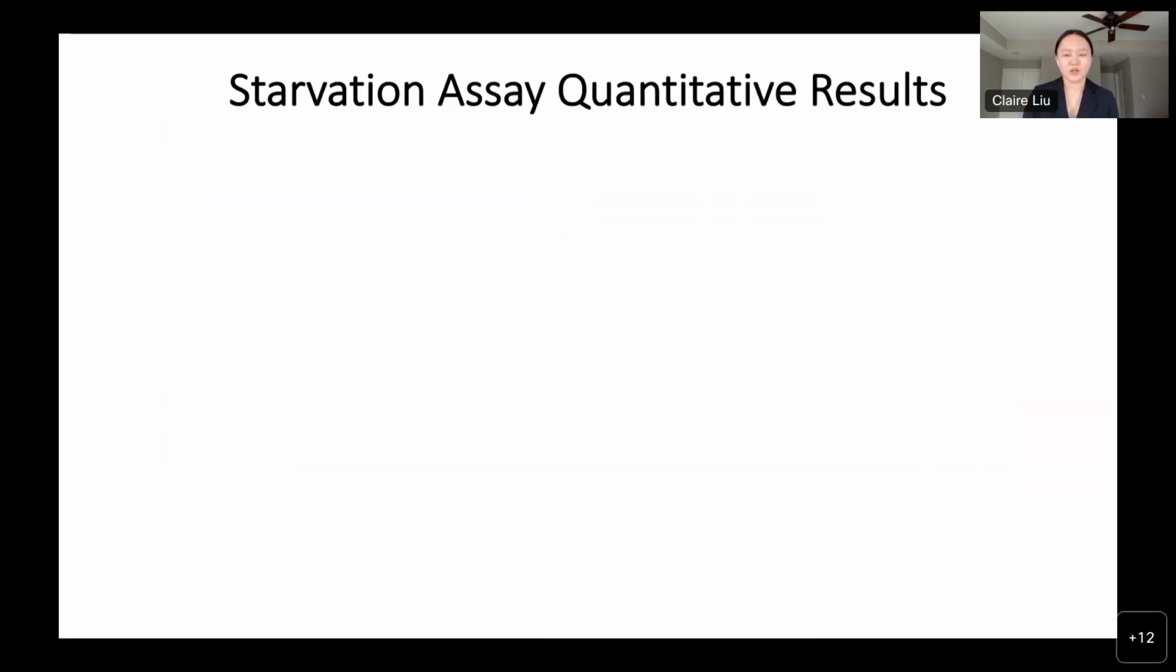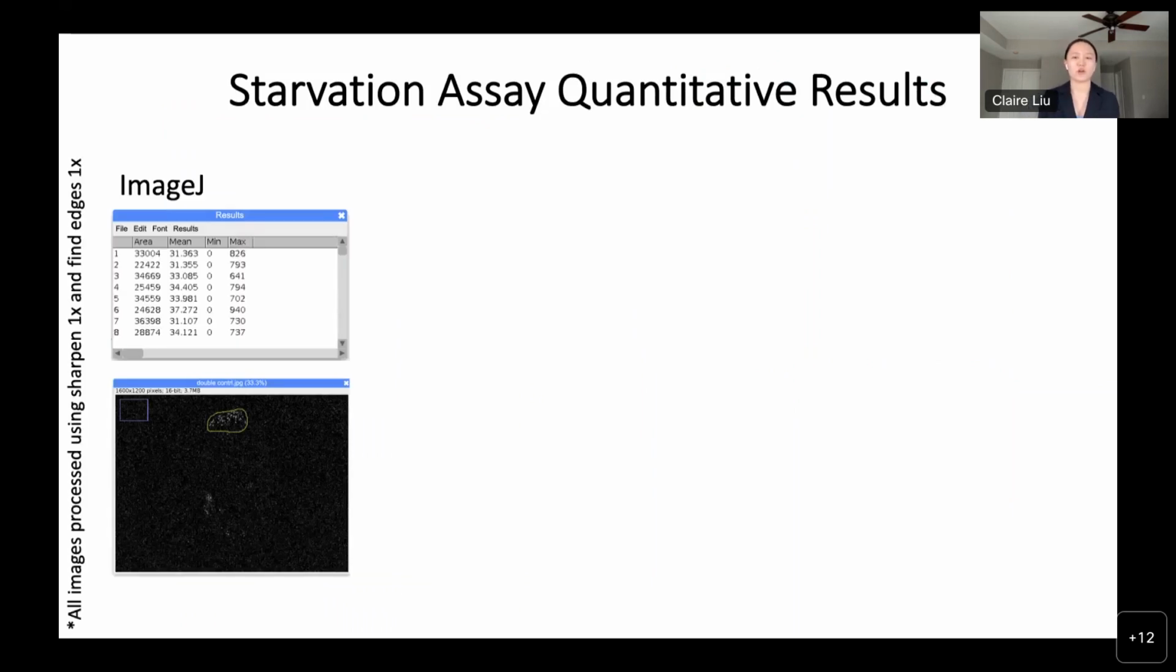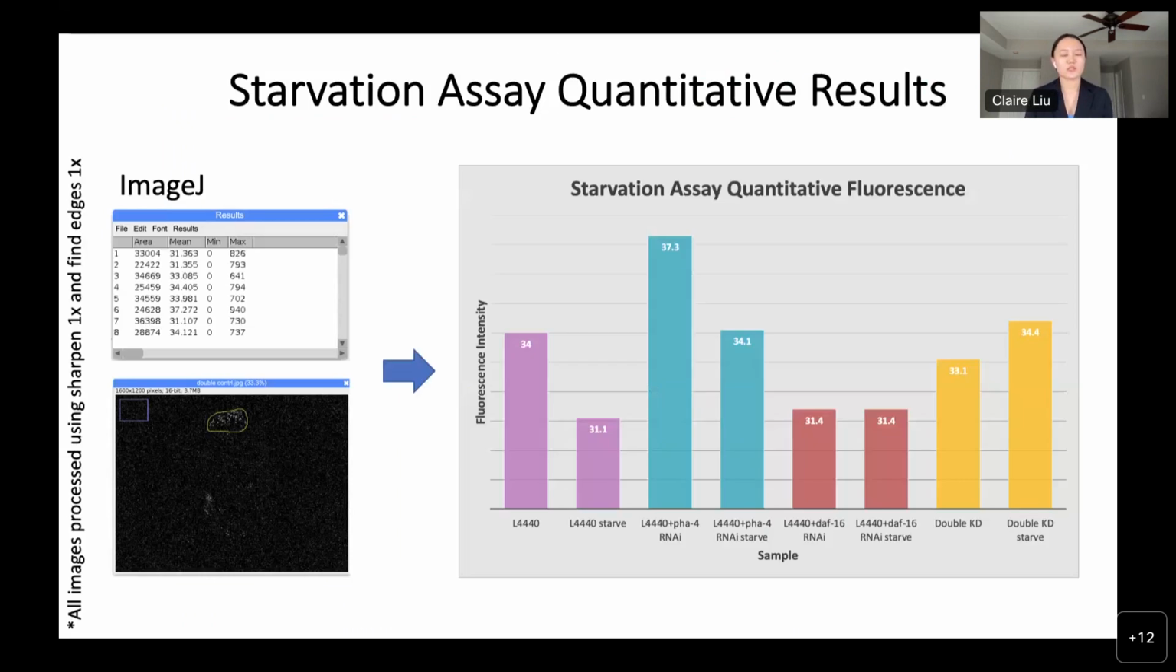And I was able to turn these qualitative observations into quantitative results using a program called ImageJ. And ImageJ works to analyze fluorescent intensity over a given specified area. And so from this, I was able to create a bar graph of this data. Upon analyzing it, we can see that the normal response to starvation is a decrease in Huntington protein or fluorescence.